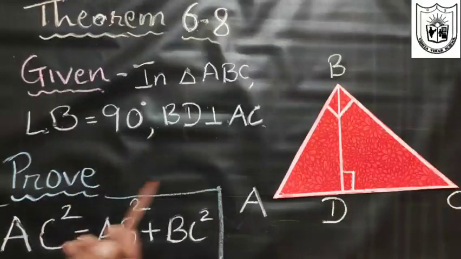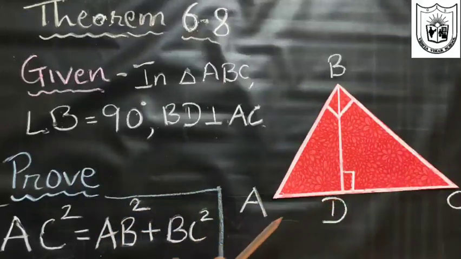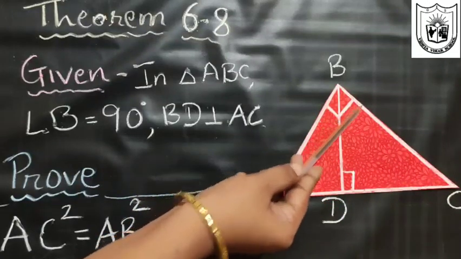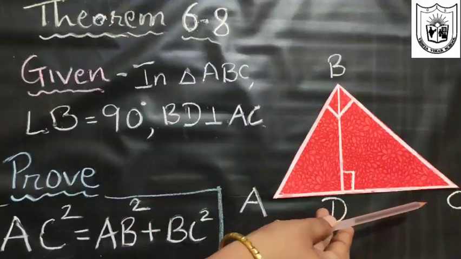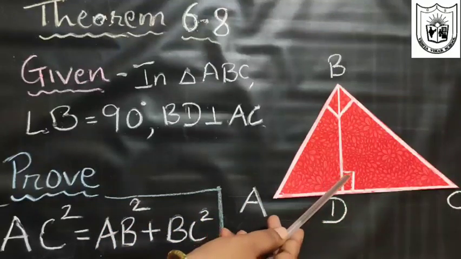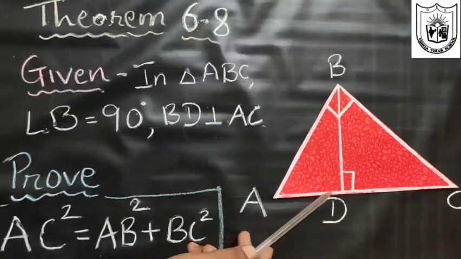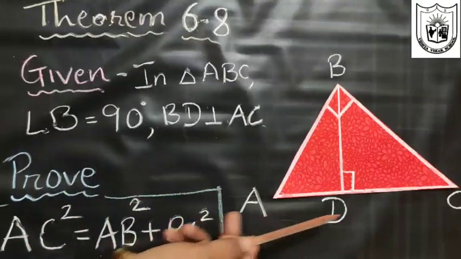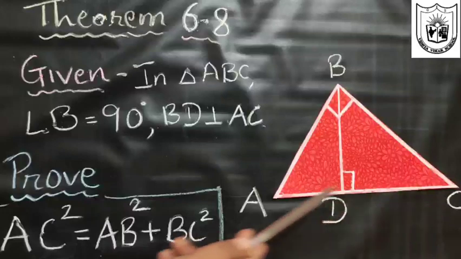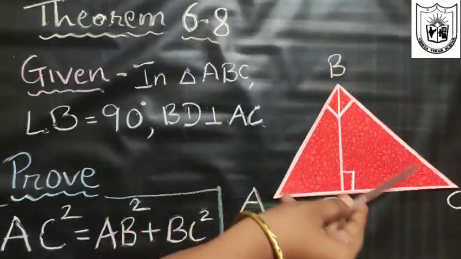So here in this triangle ABC, it is given that angle B is equal to 90 degrees. And BD is perpendicular to AC. So with this we understand that this angle here and here will also be 90 degrees. So we have to prove that AC square will be equal to AB square plus BC square.